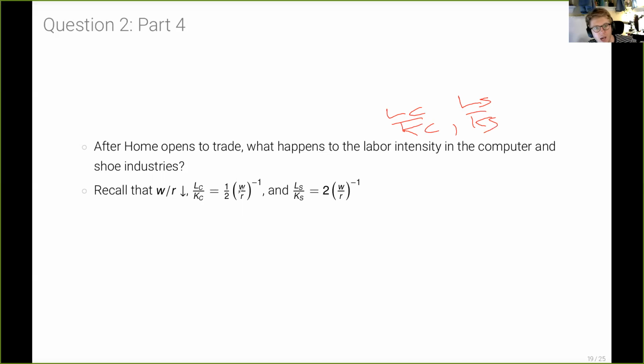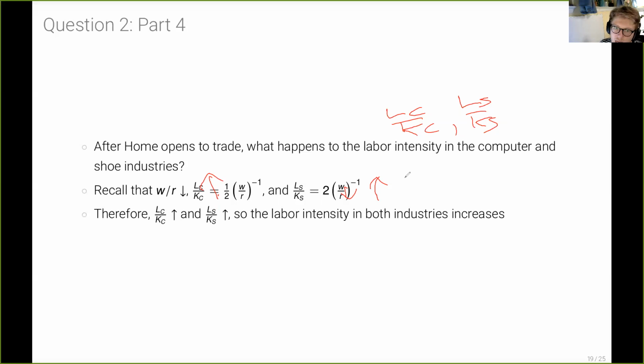So recall that I had that LC over KC is equal to half times W over R, and LS over KS is equal to 2 times W over R. So because W over R is decreasing, and W over R is raised to the power of -1, this means that LC over KC is going to increase. Likewise, if W over R is decreasing, this -1 means that it will be flipped upside down, and so we'll have that both LC over KC and LS over KS are increasing. And so the labor intensity in both industries is going to increase because labor is now relatively cheap.